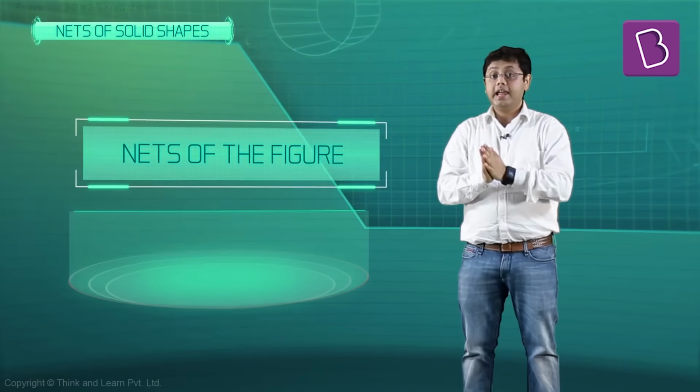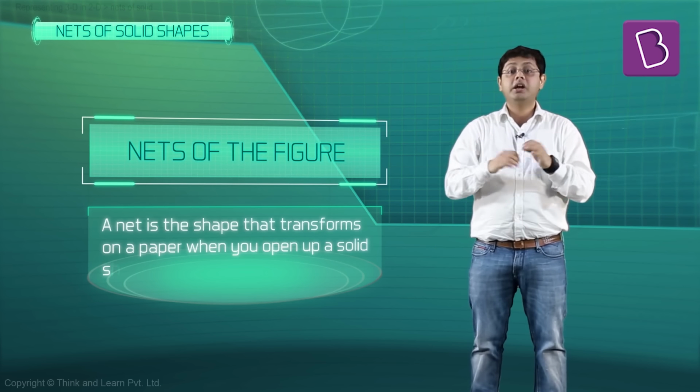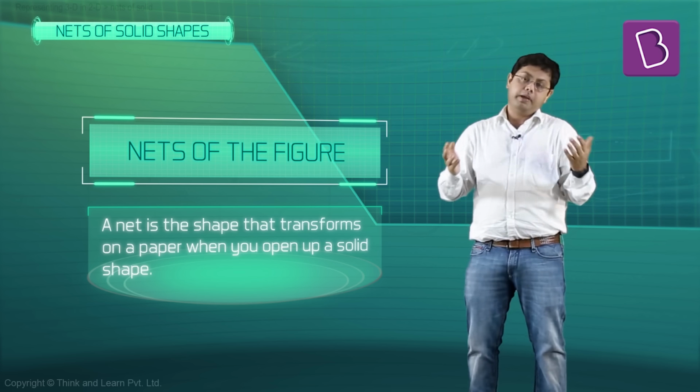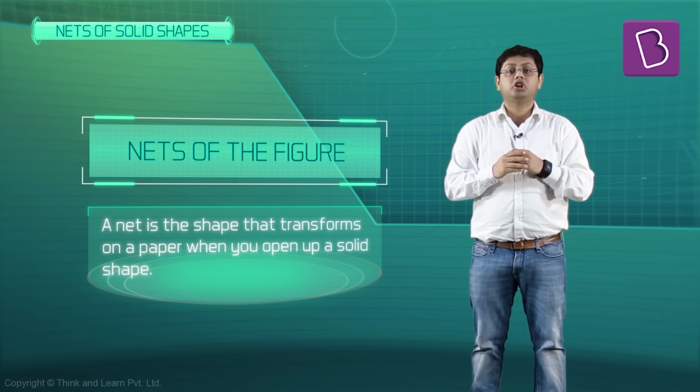These figures that we obtain by suitably separating the edges of a cube are called nets for the cube. So, a net is effectively the shape that forms on a two-dimensional paper when you open up the solid shape. Well, if you know the nets for cubes, then will it be different for a cuboid?